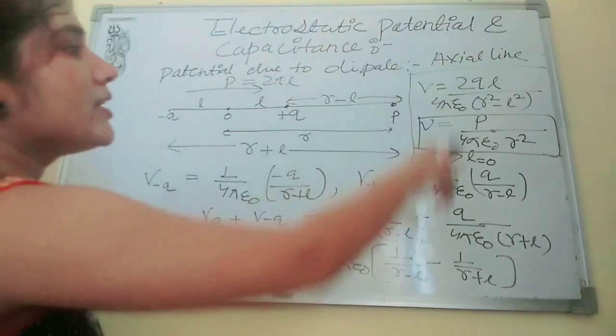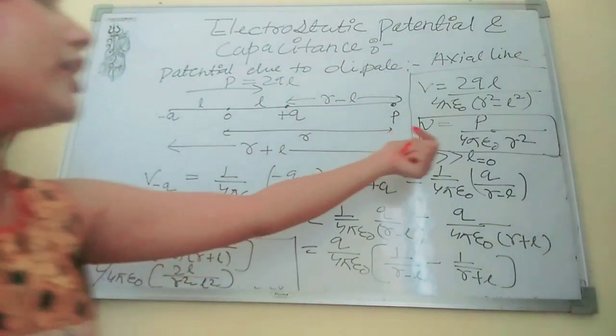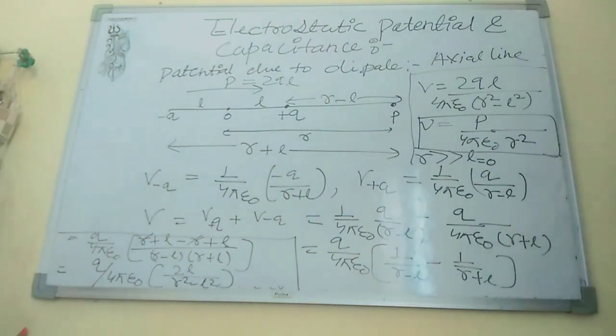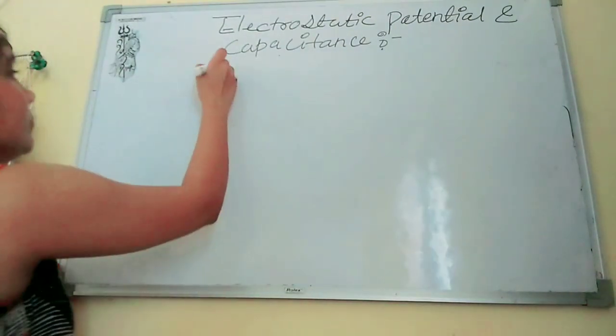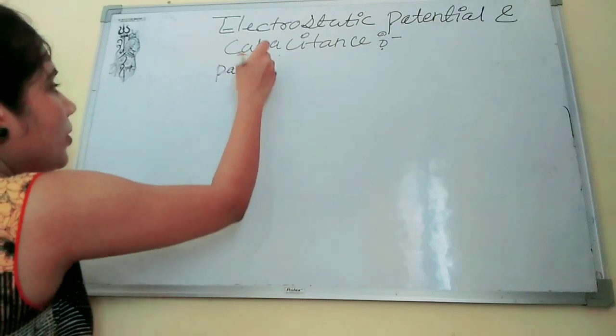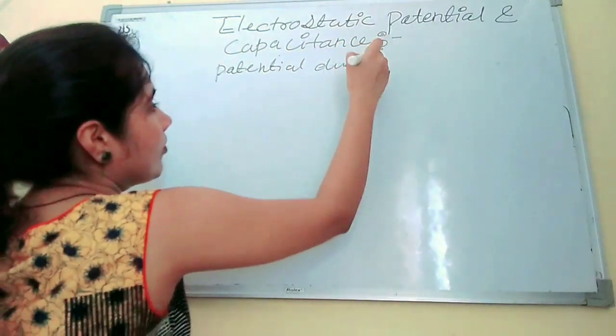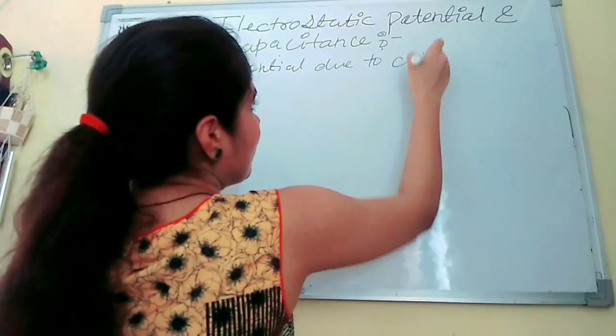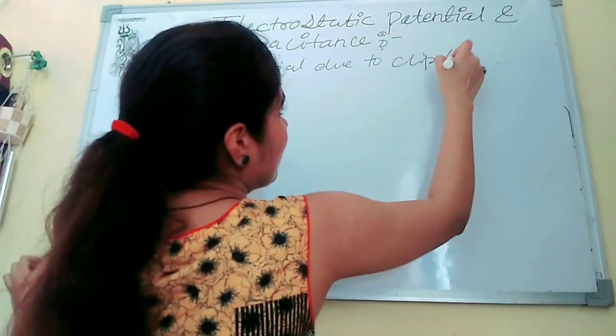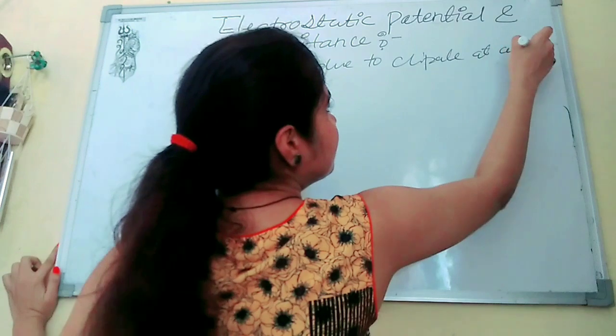This is for the axial line. Okay, this is the potential for the axial line. Potential due to dipole at any point.